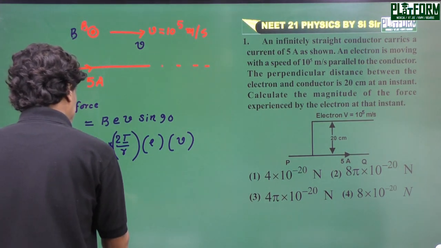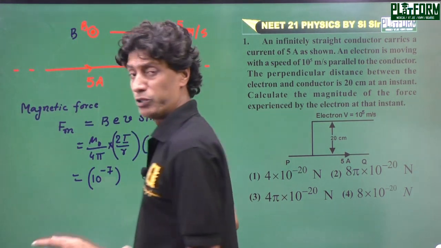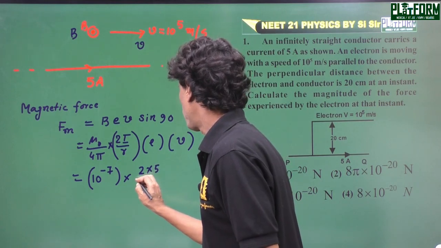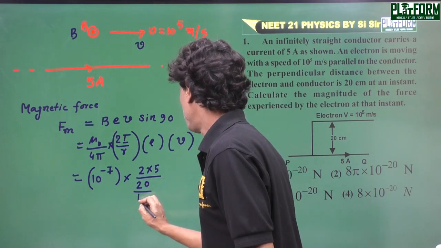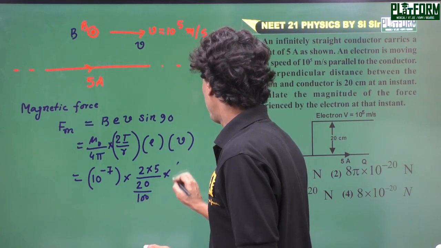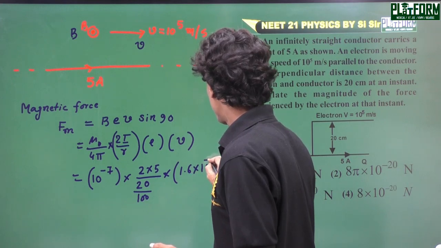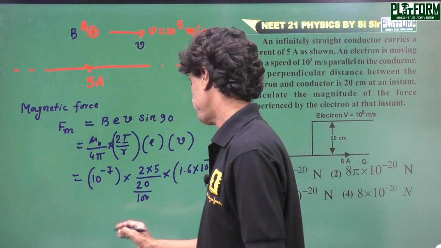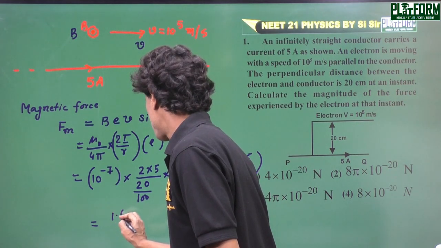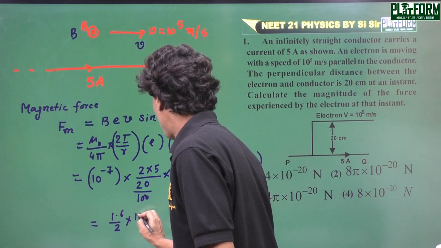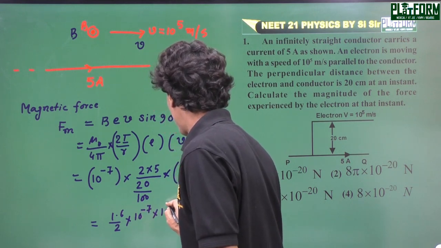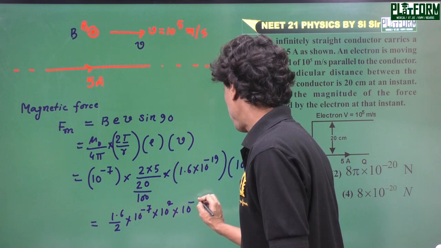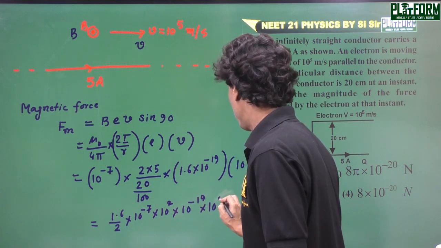And we know mu 0 by 4 pi is 10 to the power minus 7. This is 2 into 5 over 20 centimeter, the charge of the electron is 1.6 into 10 to the power minus 19, and the velocity of the particle is 10 to the power 5 meter per second. Finally, it is 1.6 by 2, 10 to the power minus 7, times 10 to the power 2, into 10 to the power minus 19, and it is 10 to the power 5.